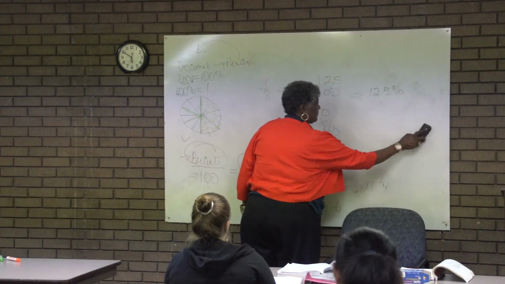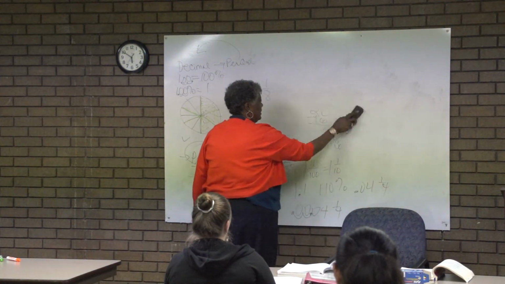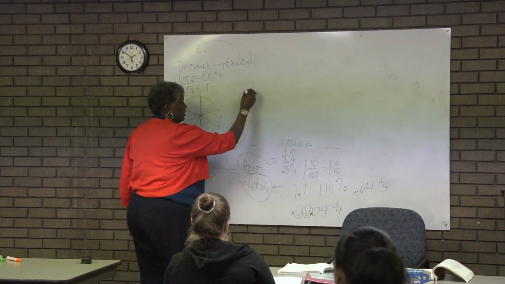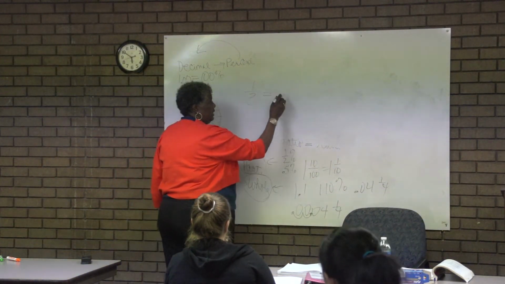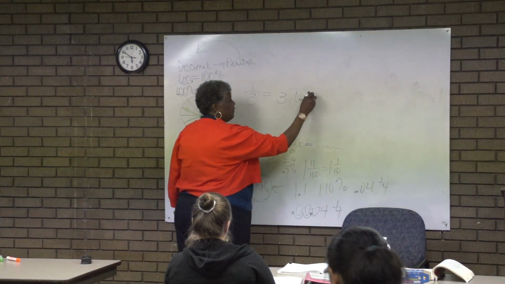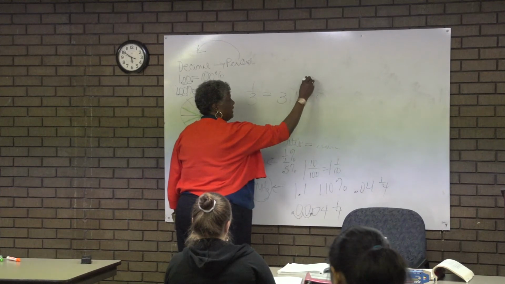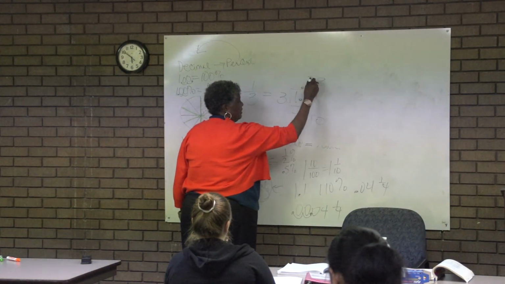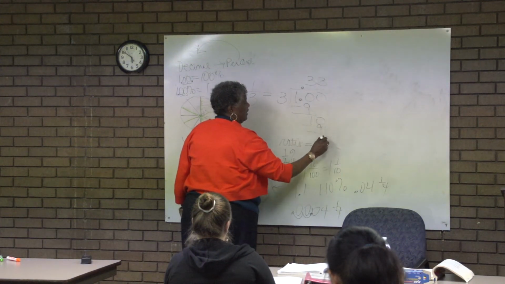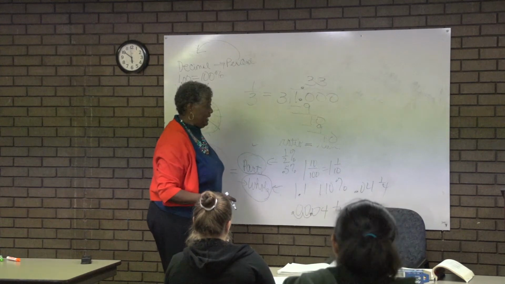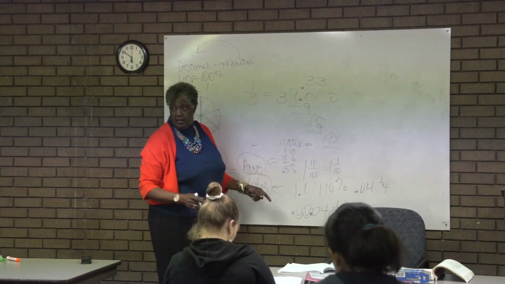Sometimes you have numbers that won't end at all. To change a third into a percent, anytime you change a fraction into a percent, first change it into a decimal by dividing the bottom into the top. And I can see no matter how far I go, that's not going to end. It's going to keep being a 3.